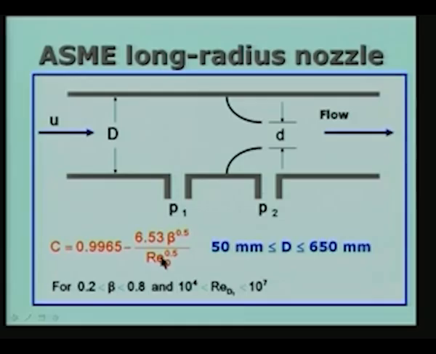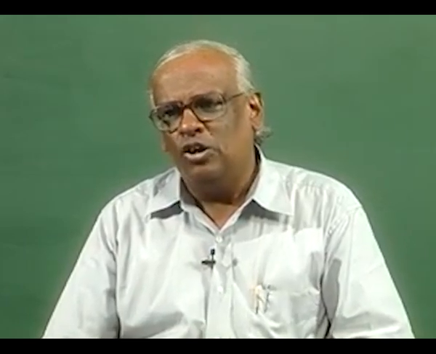Again you see that C depends on the Reynolds number and the value of beta, and the diameter I am talking about, this diameter, could be anywhere between 50 millimeters and 650 millimeters. We are talking about a fairly large range of values for the diameter. 50 millimeters is a typical size met with in many engineering applications. 650 millimeters for example can be met with in large scale installations like water supply or gas flowing through a pipeline, natural gas flowing through a gas pipeline and so on. You can have very large diameter pipes. Water supply is one example.